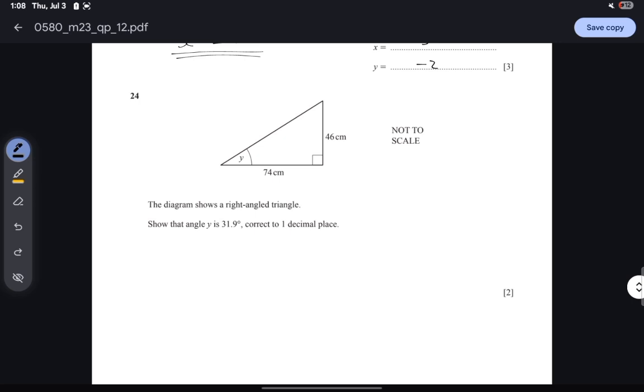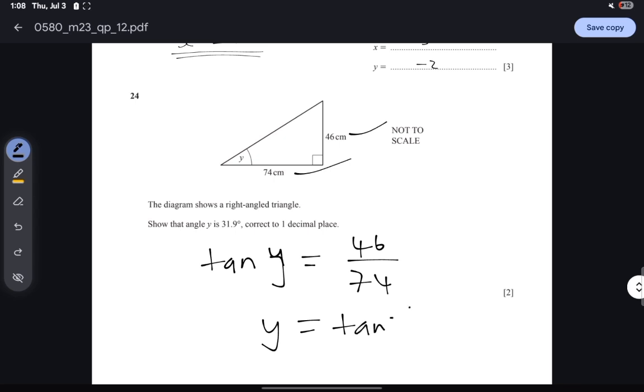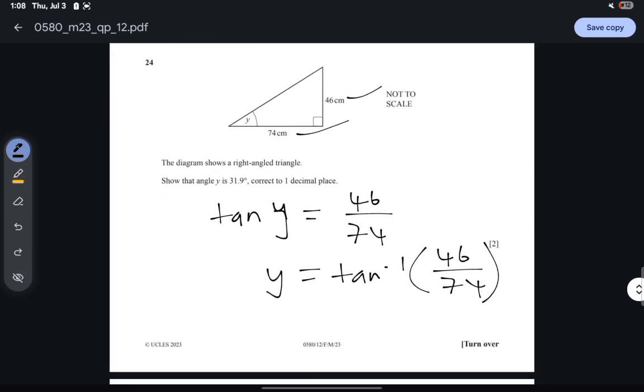Then for this one, the diagram shows the right angle triangle. Show that the angle y is 31.9. We are given the opposite of the angle and the adjacent, so we can use tan. So we use tan y is equals to opposite 46 over adjacent 74. And for us to get y, we're going to say y is equals to tan inverse of 46 over 74. Right? If you punch these in our calculators, we get 31.9.